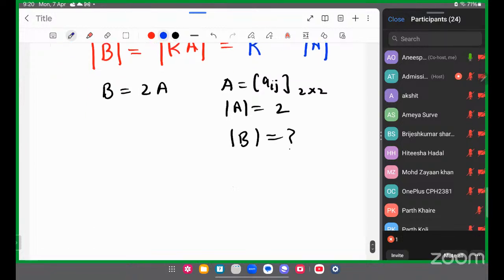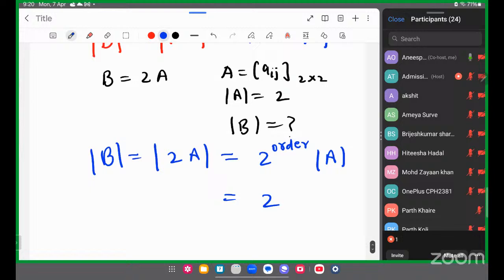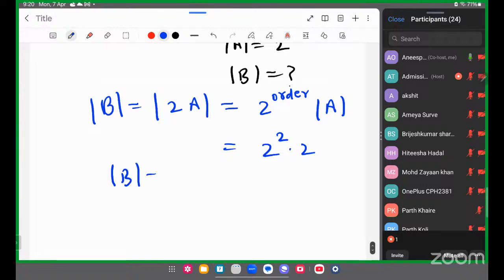So what we will do is we will take determinant B, that is determinant of 2A, and according to the formula 2 is a constant value. So we will write it as 2 raised to the power order of the matrix A times the determinant of matrix A. 2 raised to the power order of matrix A is 2 and the determinant of matrix A is also 2, which simply means that the determinant of matrix B will be 2 raised to power 3, that is 8. Understood or any doubt? Yes?